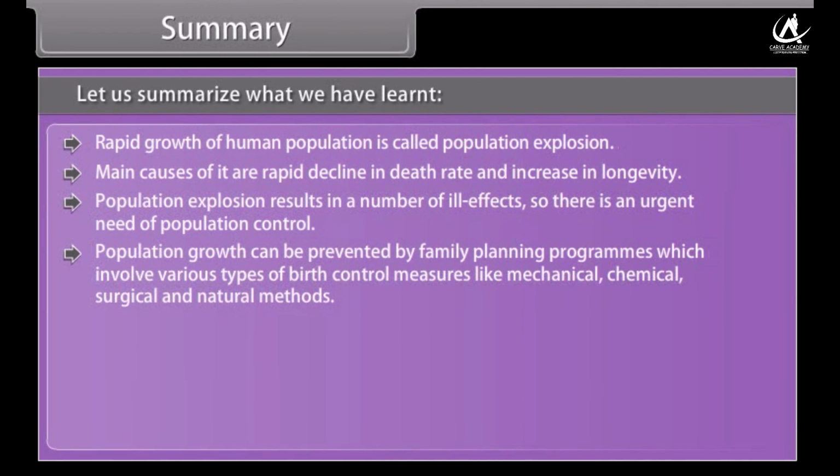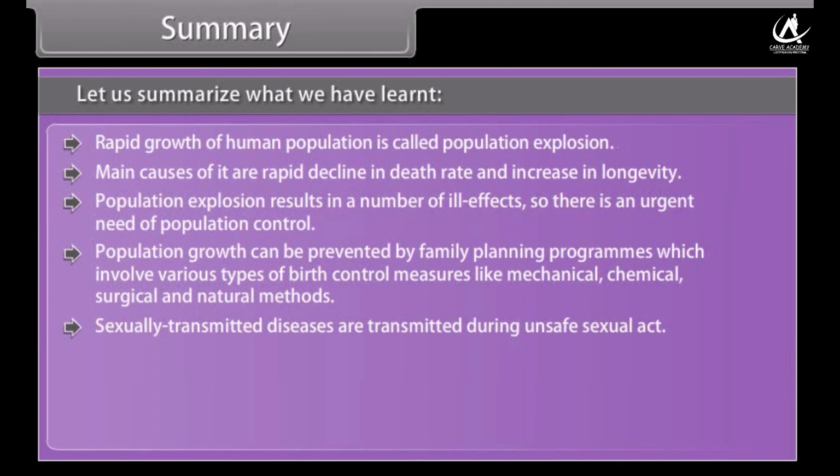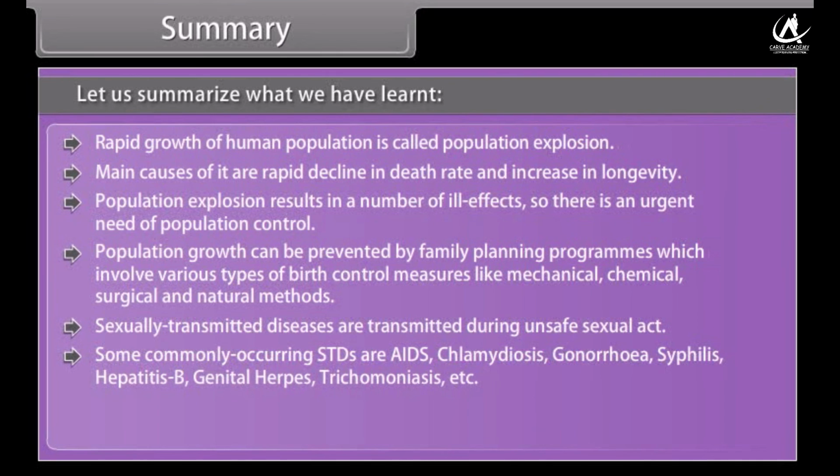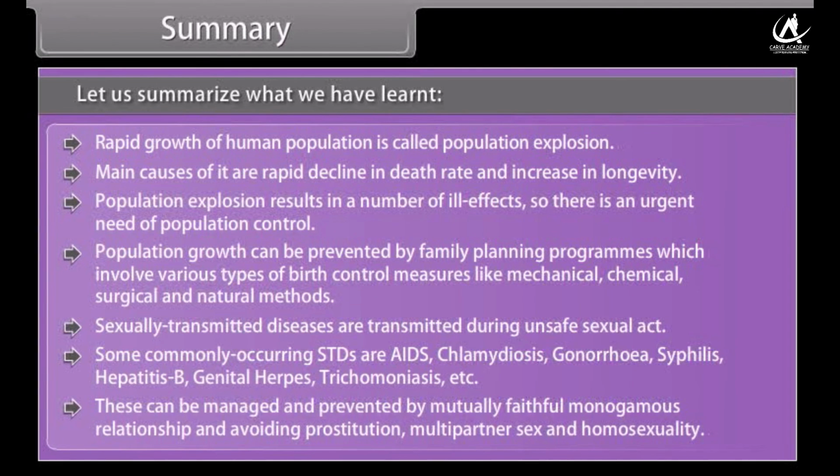Population growth can be prevented by family planning programs, which involve various types of birth control measures like mechanical, chemical, surgical, and natural methods. Sexually transmitted diseases are transmitted during unsafe sexual acts. Some commonly occurring STDs are AIDS, chlamydiasis, gonorrhea, syphilis, hepatitis B, genital herpes, trichomoniasis, etc. These can be managed and prevented by a mutually faithful monogamous relationship and avoiding prostitution, multi-partner sex, and homosexuality.